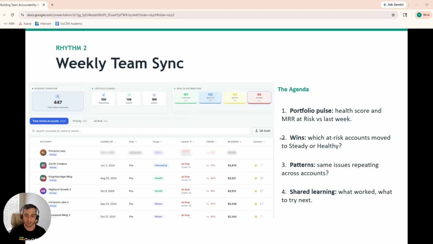And then check for patterns, right? Are the same AI-generated reasons, the same issues, repeating across accounts that are owned by different CSMs? For example, if 3 or 5 or 10 accounts all have the same issue, then you have a systemic issue. You need to fix something in your process, and your whole team will benefit from solving this together instead of each CSM trying to handle it one-on-one, isolated. And then end with some shared learnings. What worked? What fell flat? What didn't work? What to try next?